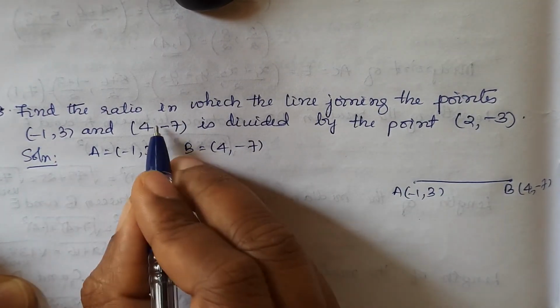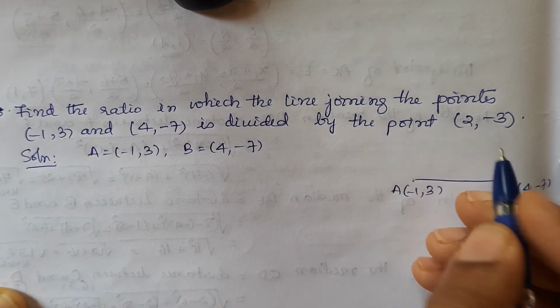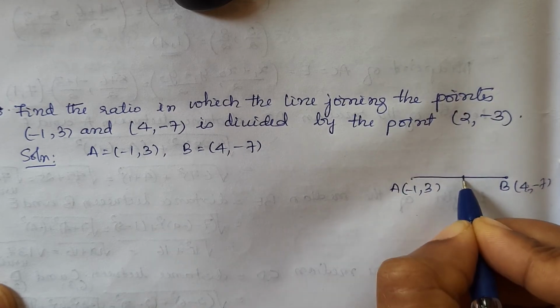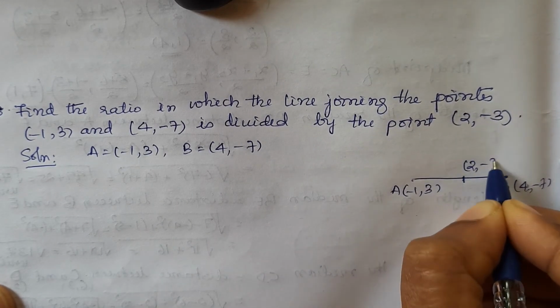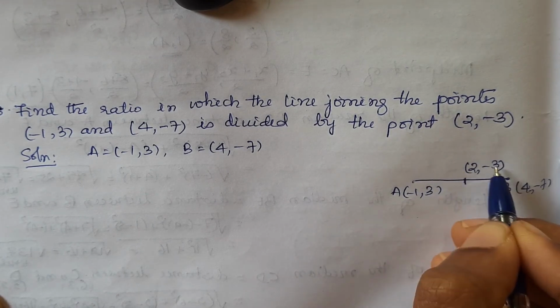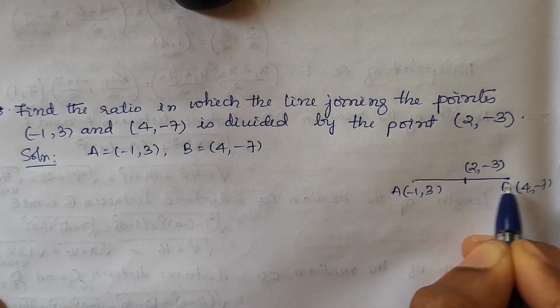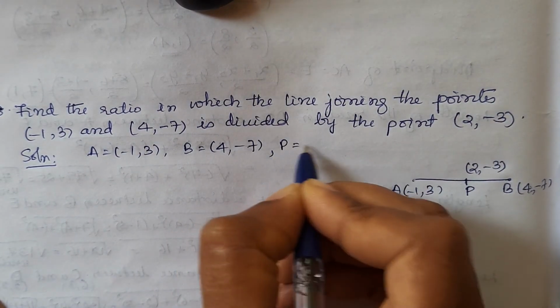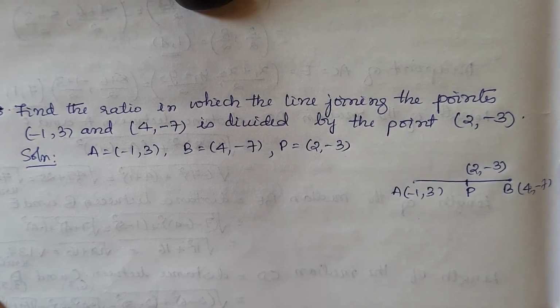There is a line joining these two points. It is divided by this point (2, -3). I need to find in what ratio this point divides the line AB. So I will call this point P. P is equal to (2, -3).